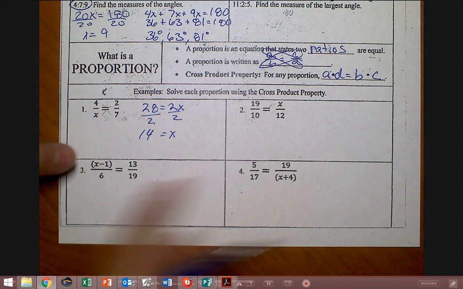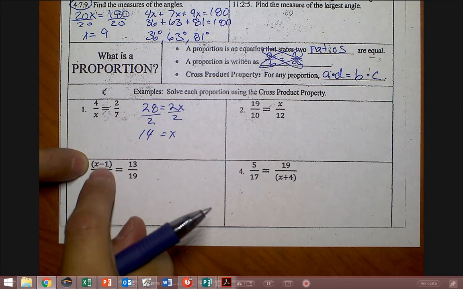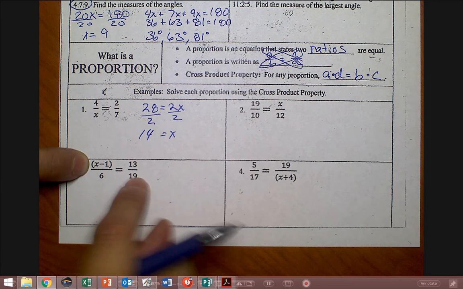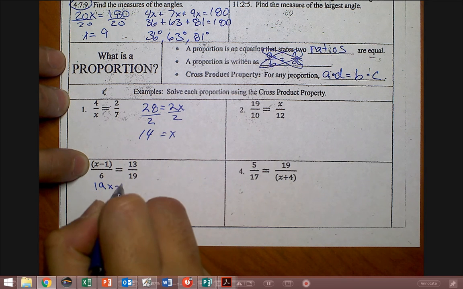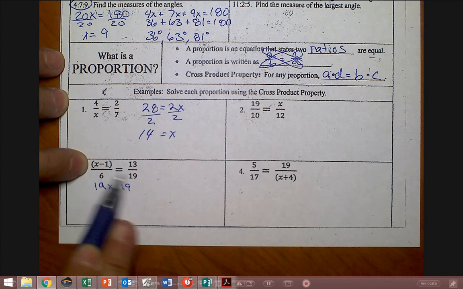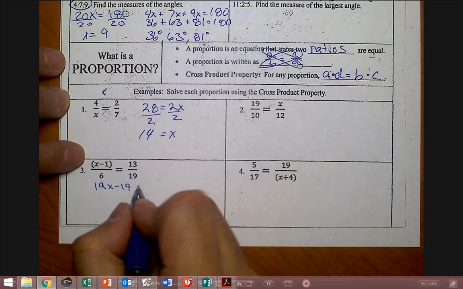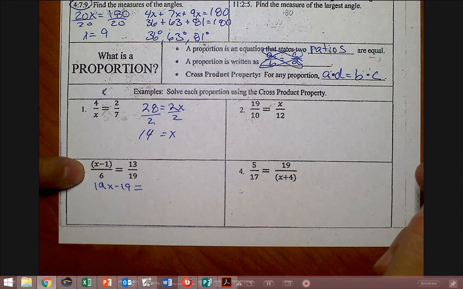So this one right here has a quantity on top. So when I do the cross products, I have to distribute into the parentheses. So I have to distribute that. So when I multiply this, it's going to be 19x minus 19. Because it's going to be 19 times x, then it's 19 times negative 1. So that's distributed there. Equals 6 times 13? 78. 78.